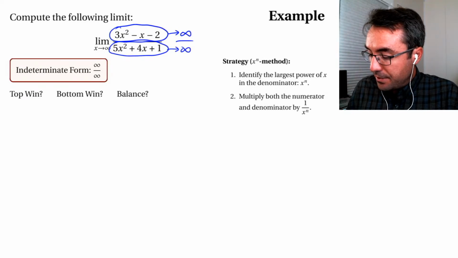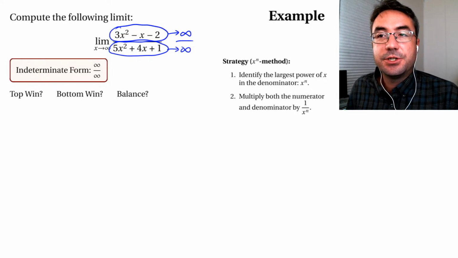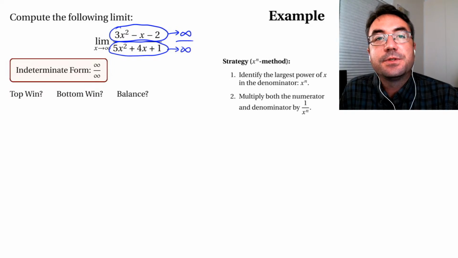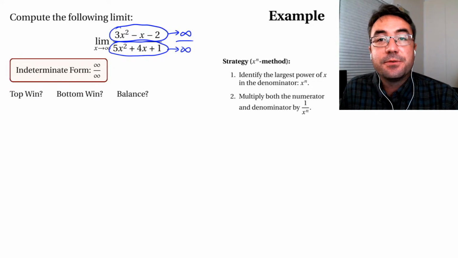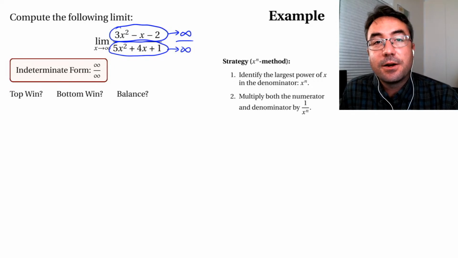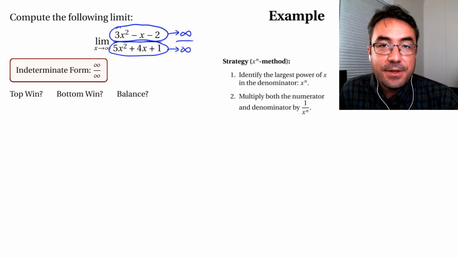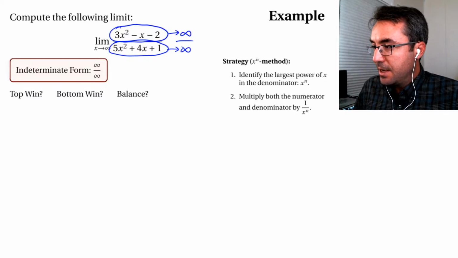So the way we deal with it is we're going to introduce this strategy which I call the x to the power n method. And we use this a lot with rational functions like this. The first step is to identify the largest power of x in the denominator. And then we're going to multiply both the numerator and the denominator by 1 over x to the power n. So let's see how this works.